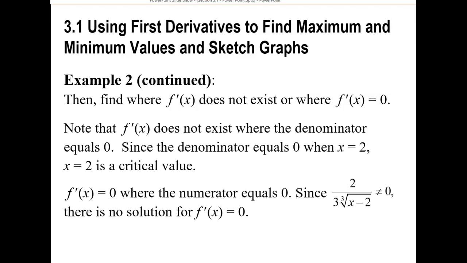All right, f prime equals 0 when the numerator is 0, but the numerator is always 2, right? So it's never going to equal 0, so there's no solution for setting the whole thing to 0. So the only critical value we have here is 2. You could get critical values from setting the bottom to 0, could get critical values from setting the top. You could have some that come from either, or you could have none. But you have to look at both situations.